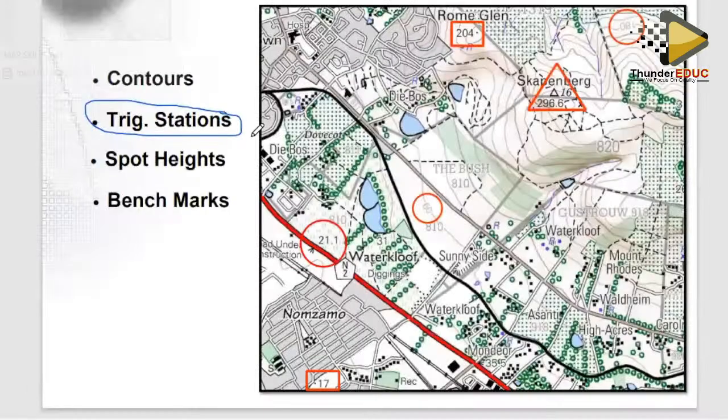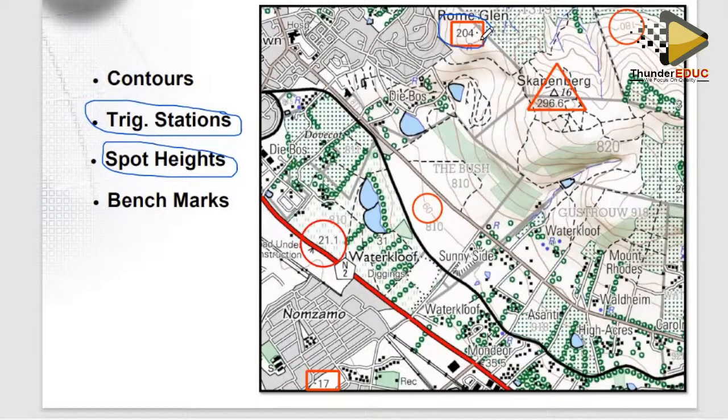Right, and we also go to spot heights. A typical spot height is indicated here. We have this one in red, which is 10,204. That is typical of a spot height. A spot height, we just have a dot, and along that dot there is a written number. This number here is the height of that spot height. So in this instance, 204 is for 204 meters above sea level.